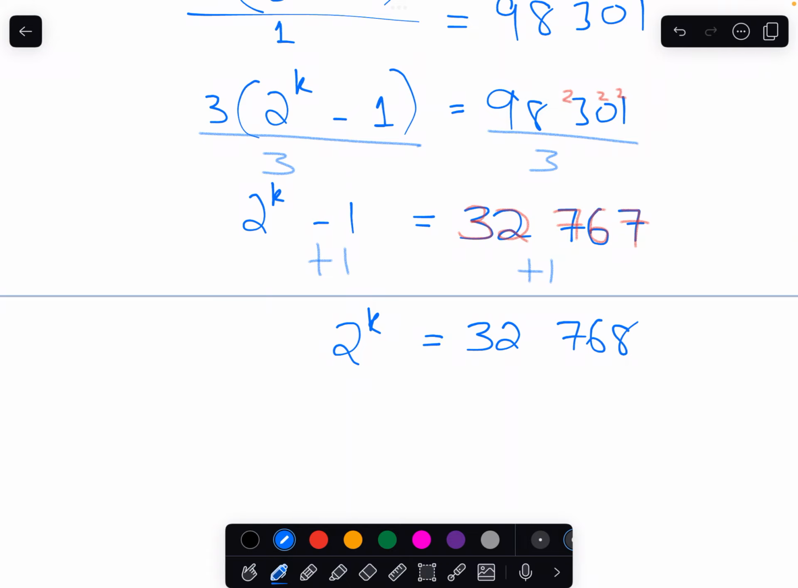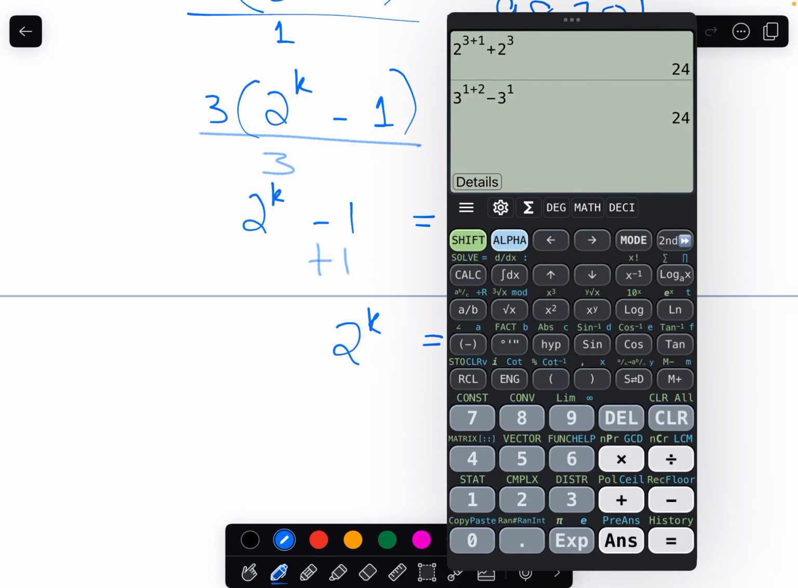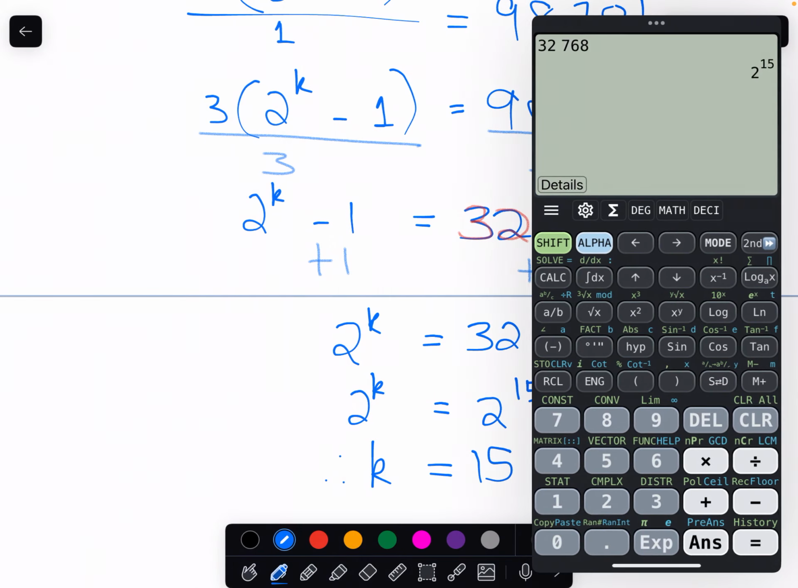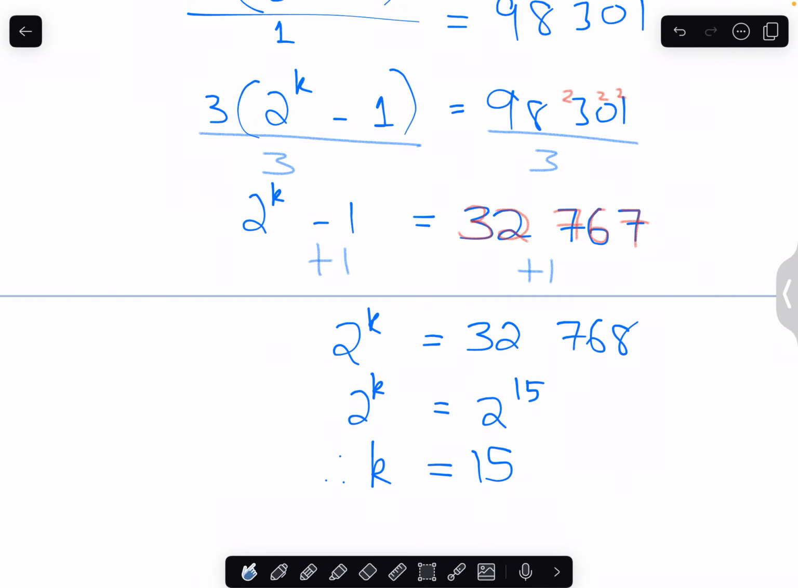Okay. And then I'm just going to get my trusty calculator and prime factorize this. I'm hoping it's a power of 2. Otherwise, we're going to need to use some logs. Yes. So this is the same as 2 to the 15. And therefore, k must be equal to 15. That is the number of terms we need to add together in order to get 98,301.